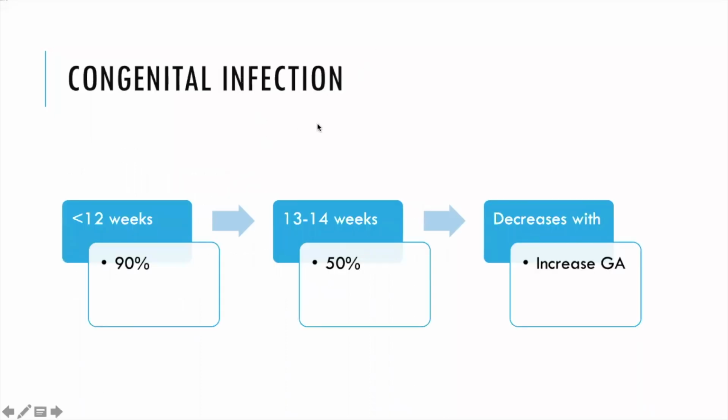For the congenital infection and transmission to the fetus, if less than 12 weeks, the fetus will have an infection in 90% of the cases. From 13 to 14 weeks, 50%, and the risk decreases with increased gestational age.